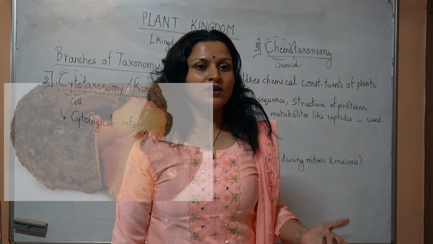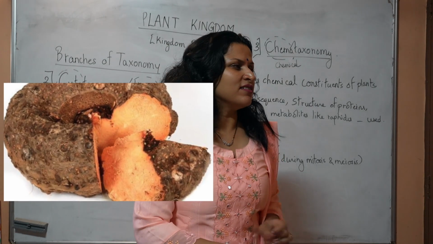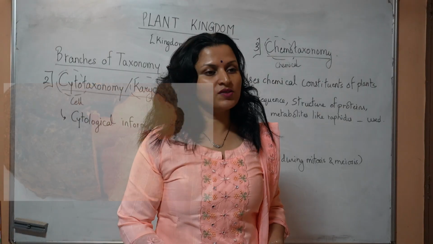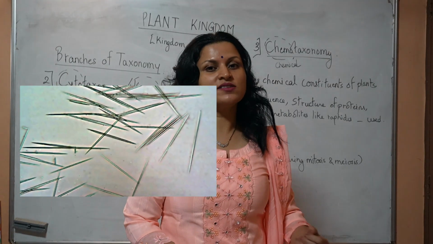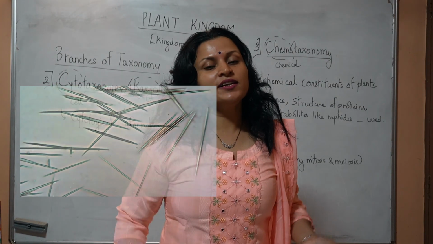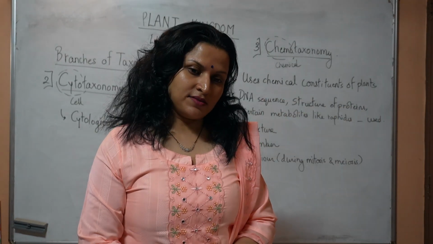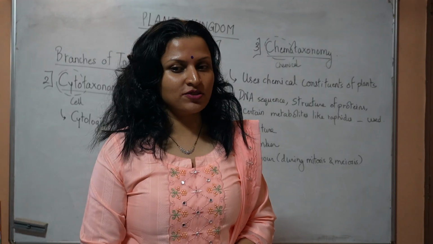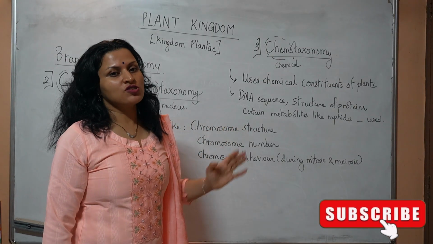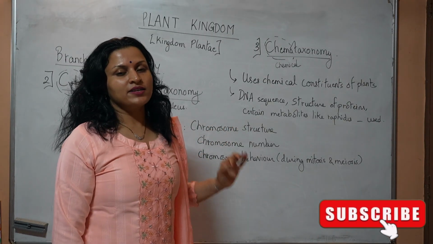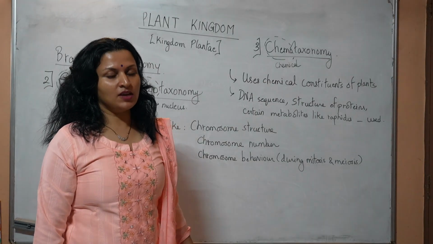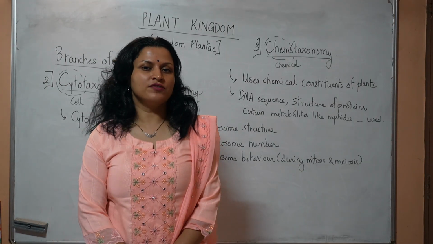For example, Zaminkand, when it is peeled, it gives a very itchy kind of a feeling to the hands because of the presence of certain chemicals in them which are called as raphides, and its closely related brother, Arbi, also has similar raphides in its cells. So that means they are more closely related to each other. So that was the 3 branches of taxonomy: numerical taxonomy, cytotaxonomy and chemotaxonomy. Now we will be starting with the 5 divisions of kingdom Plantae.